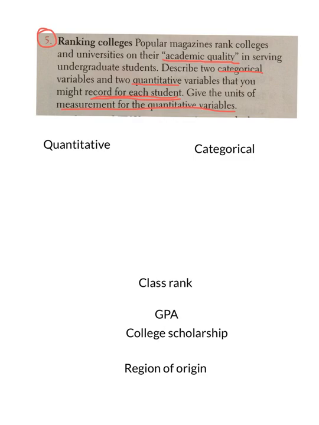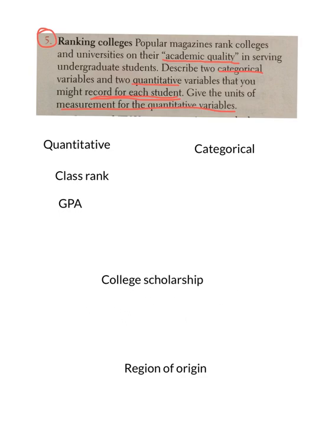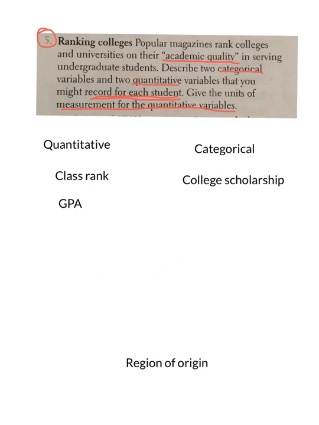So let's start with this. So a student has a class rank, class rank, and we're going to move them over to categorical. No, quantitative, because that would have a number on there. Same thing with the GPA. Let's look at the student's GPA. Now, categorical might be, this isn't very specific, college scholarship. We're just saying, did they get a college scholarship, money from this college that they're going to? So let's just say that's a yes or a no. And then the region of origin, they're either from the north or the south, east or west. How about that?